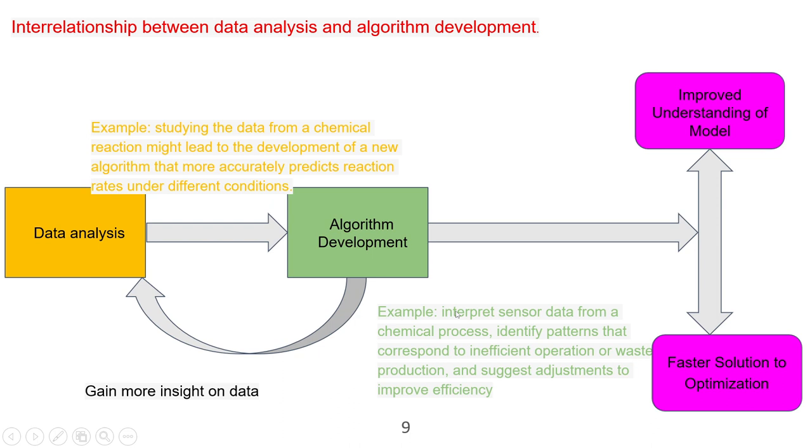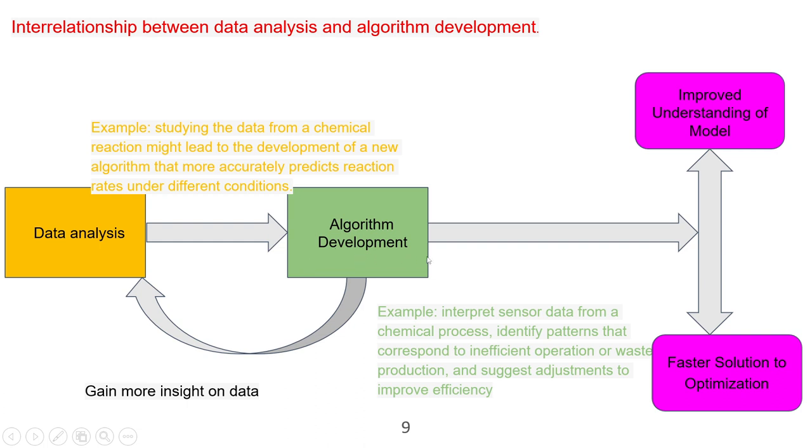There is some more about the interrelationship between data analysis and algorithm development. First, you can consider the results of the data analysis as the inputs for algorithm development. For example, studying the data from a chemical reaction might lead to the development of a new algorithm that more accurately predicts reaction rates under different conditions. And after the algorithm is developed, you can gain more insight into the data. So this is also an iterative process between data analysis and algorithm development.